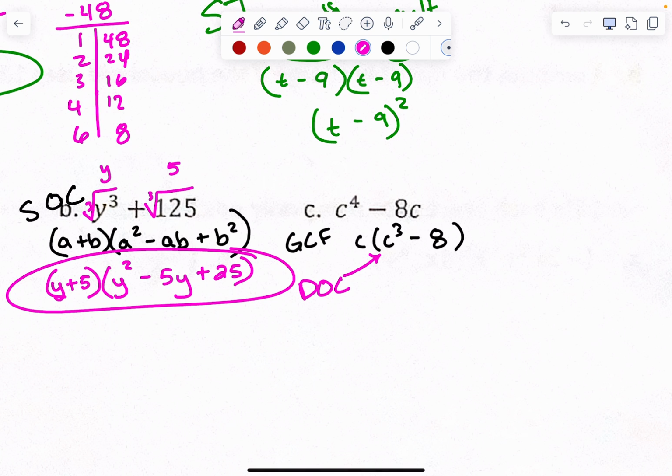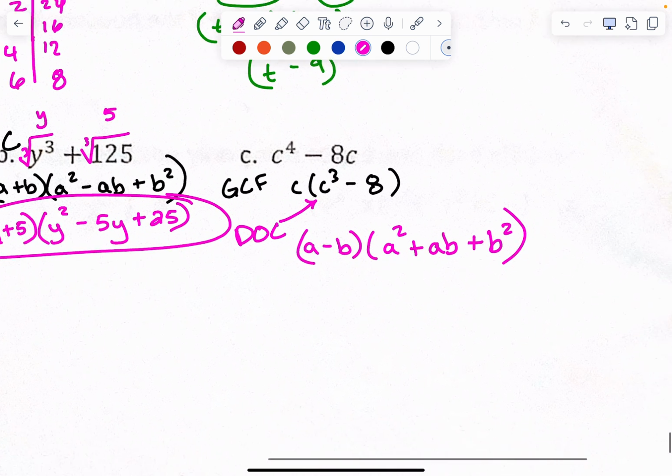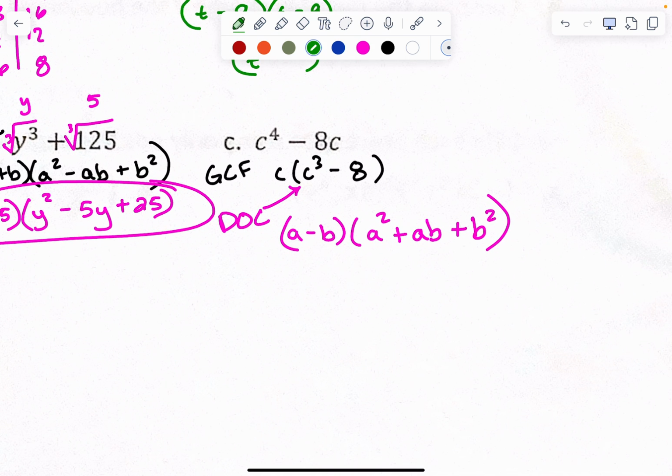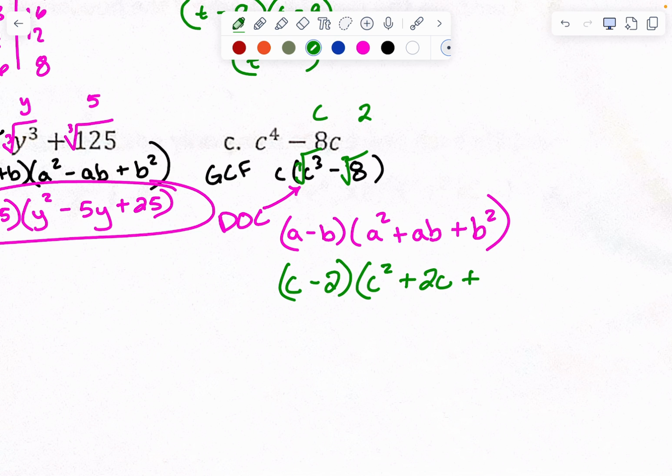Doc. Okay, DOC is A minus B, then what? A squared plus AB plus B squared. So the cubic root of C squared is C, that's A. The cubic root of 8 is 2. And you just use the same signage as what the formula says. So this will be C minus 2, times C squared plus 2C plus 4. Put your C out front that we pulled out.